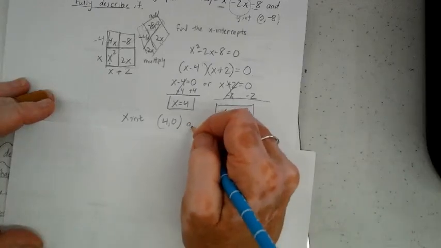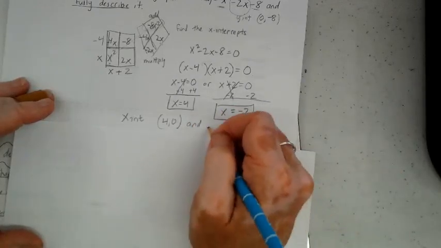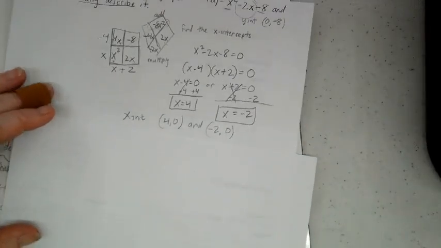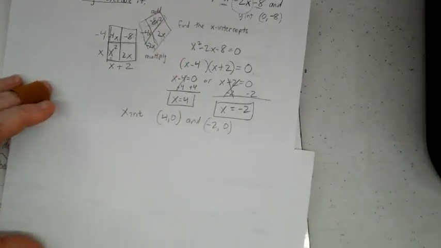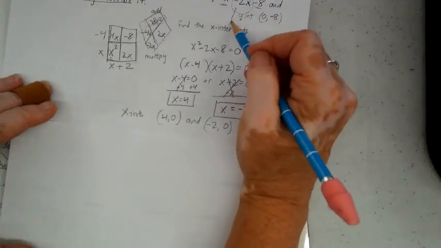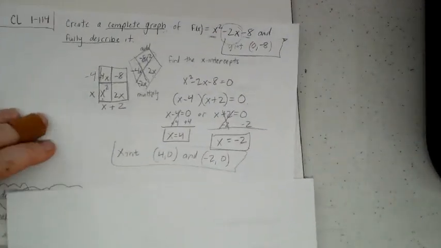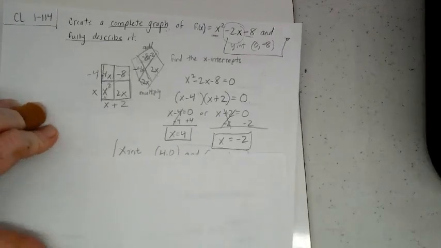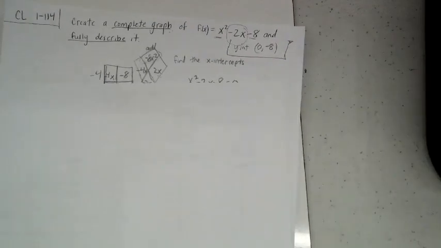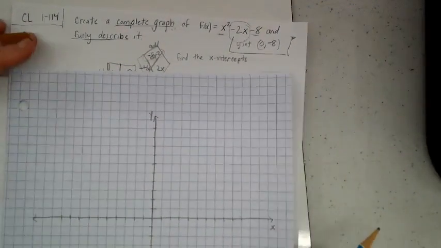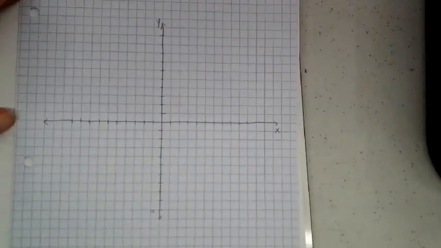and -2, 0. So to make a complete graph, I need all the intercepts. So I have my y-intercept and I have my x-intercepts. So I'm going to just go get out my graph now. So I'll just get some paper and draw a graph on it.